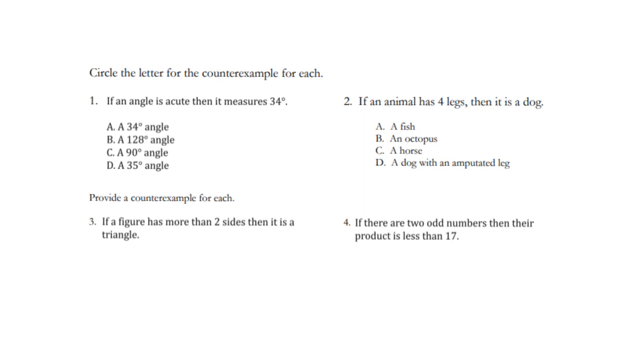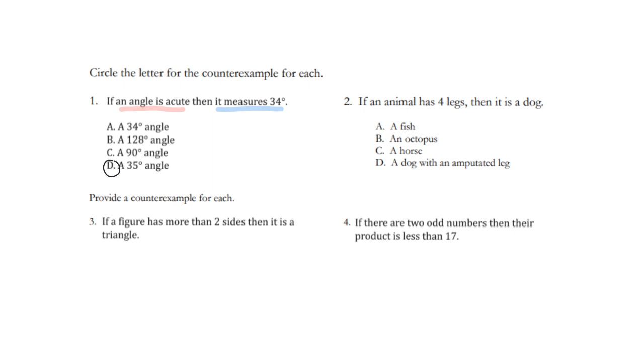All right, so the first one, number one says, if an angle is acute, then it measures 34 degrees. So again, our hypothesis, an angle is acute. Our conclusion, it measures 34 degrees. That's false, right? There is an acute angle out there that is not 34 degrees. Which one of these is our counterexample? Okay, hopefully you said D. A 35-degree angle is acute, but it doesn't measure 34 degrees.